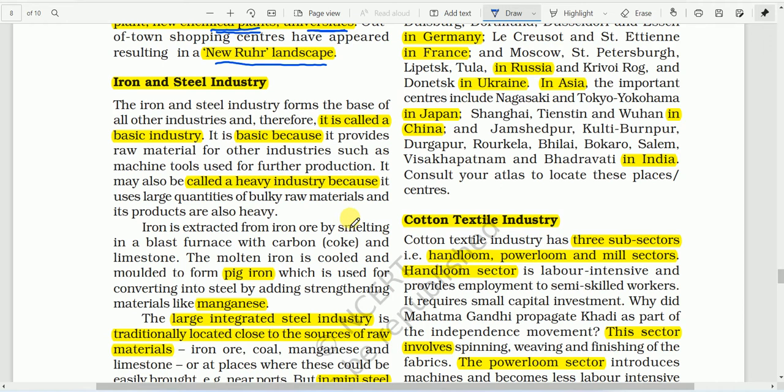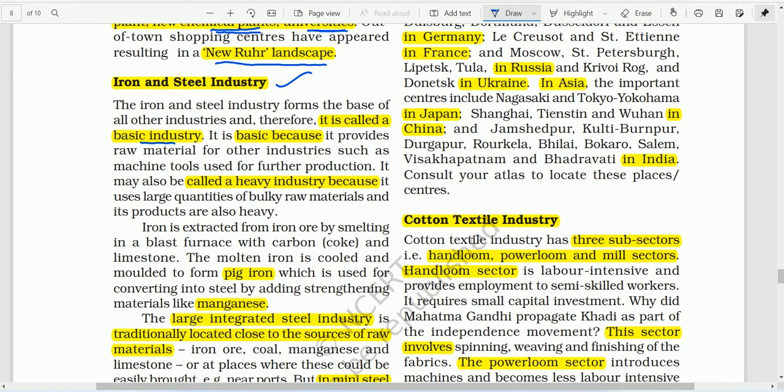Next, we have the iron and steel industry, another traditional large-scale manufacturing industry. I think you are very much familiar with this type of industry because we have learned about it in the lower classes also. So let us read. The iron and steel industry forms the base of all other industries, and therefore it is called a basic industry.